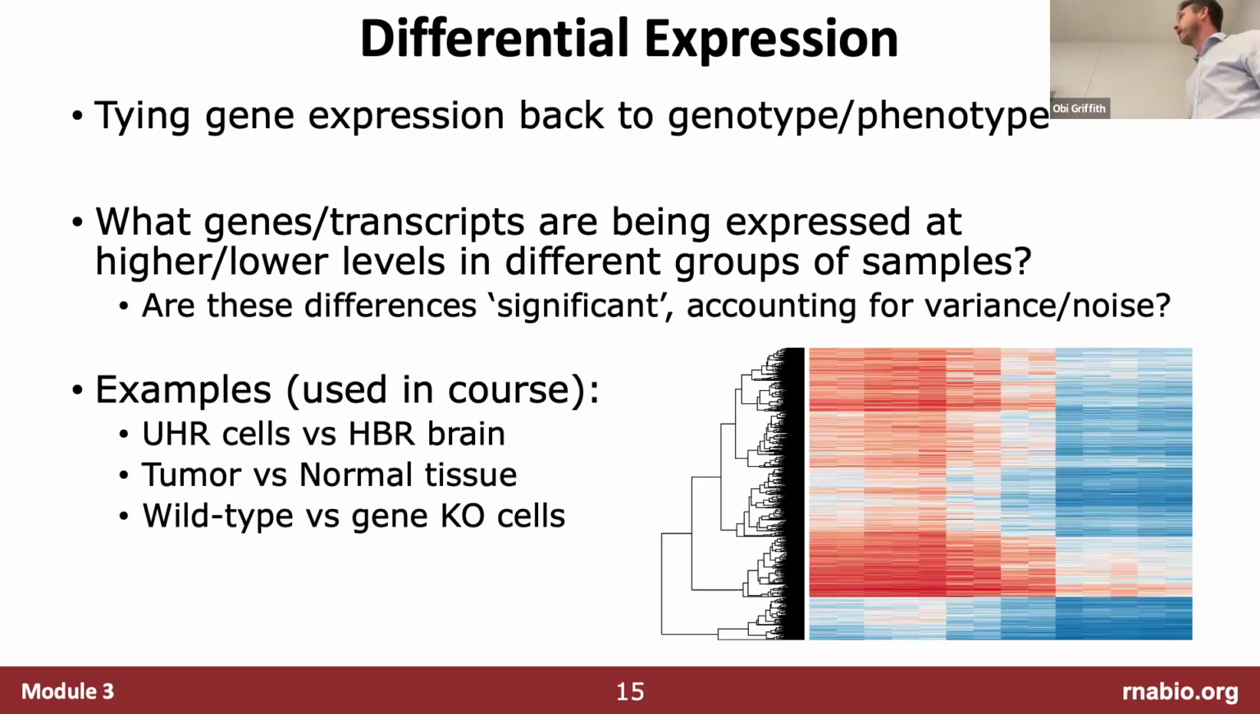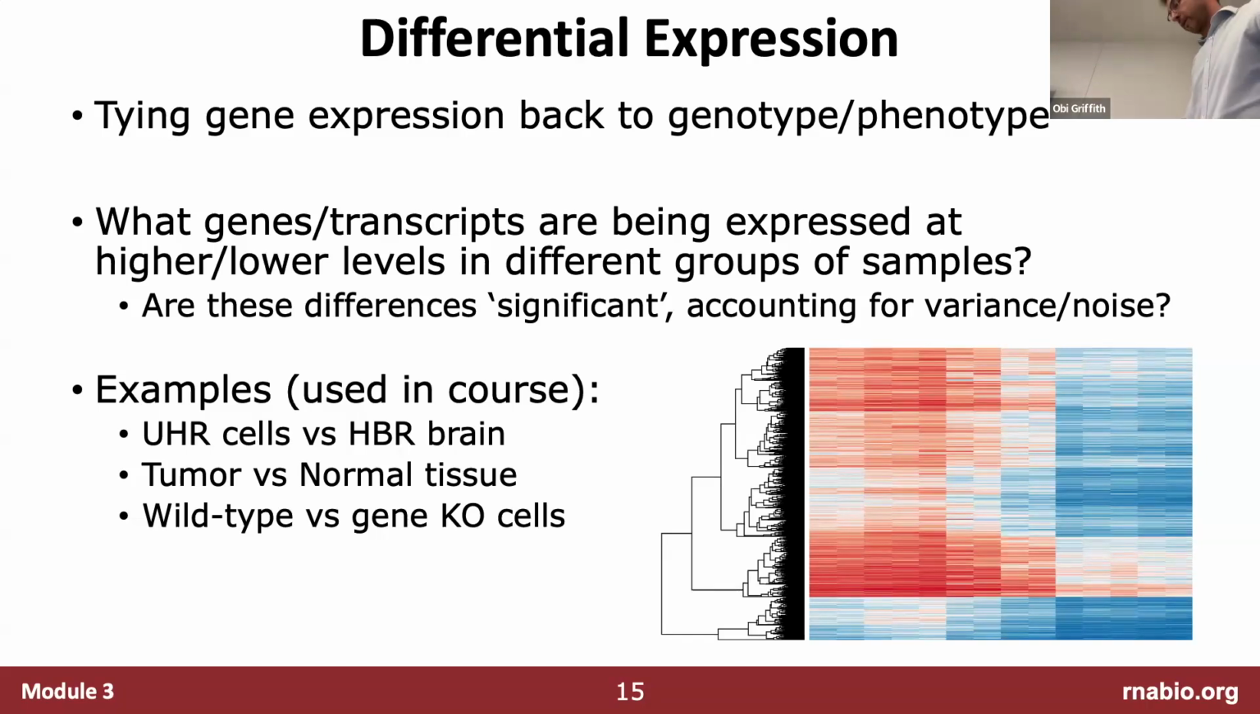Okay, so we have expression estimation. Differential expression is then obviously the next step. We want to tie gene expression back to genotype, phenotype in some way. We want to know what genes and transcripts are being expressed at higher or lower levels in different groups of samples. And we want to know, are these differences meaningful, right? Are they significant? And are we accounting for variance and noise successfully?